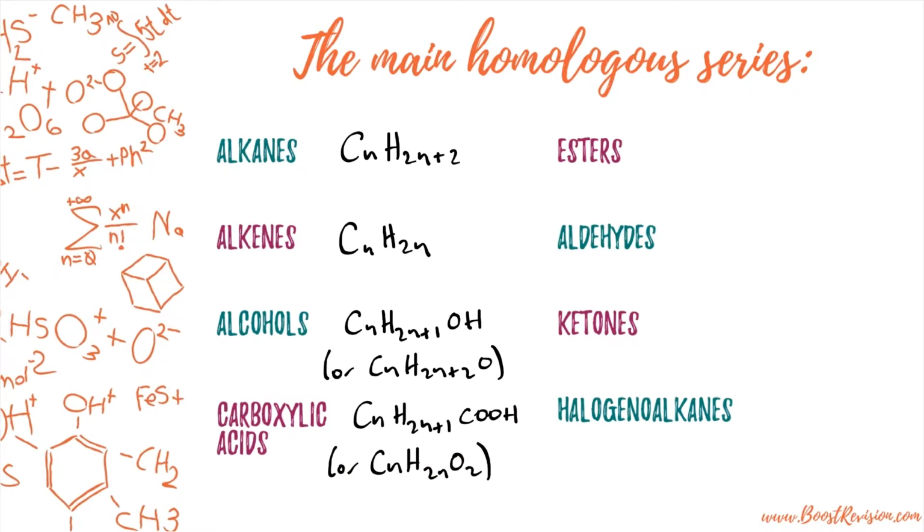The general formula will tell us how many hydrogens there are to every carbon in each homologous series. Note that in alcohols and carboxylic acids, the general formula is sometimes written with the functional group at the end to make it clear which homologous series we're talking about, because some of the homologous series have similar general formulae.